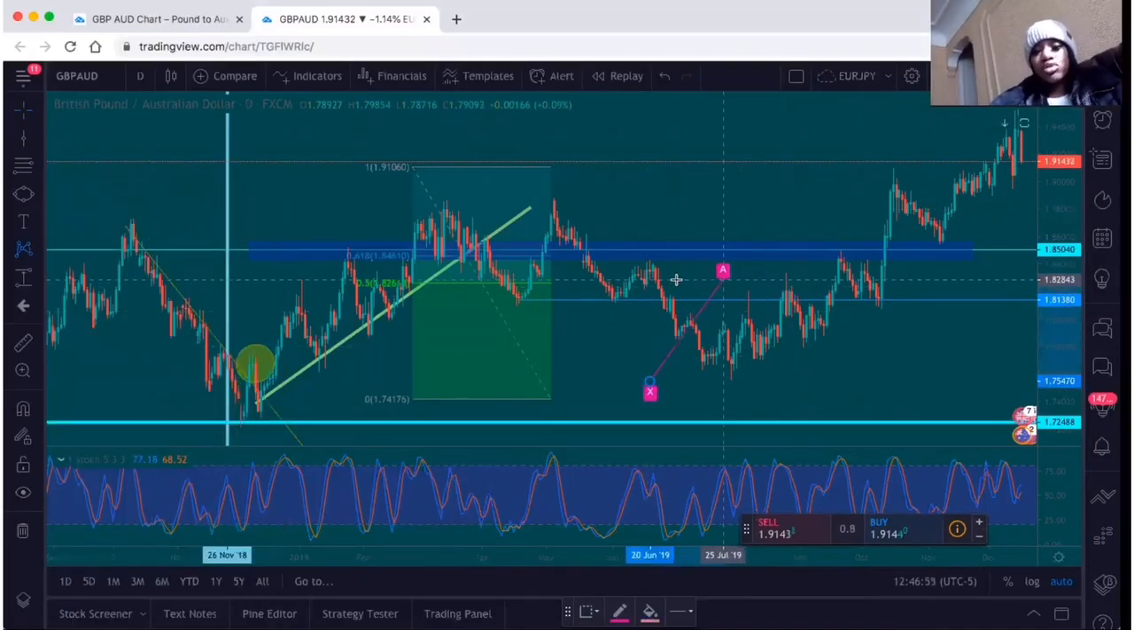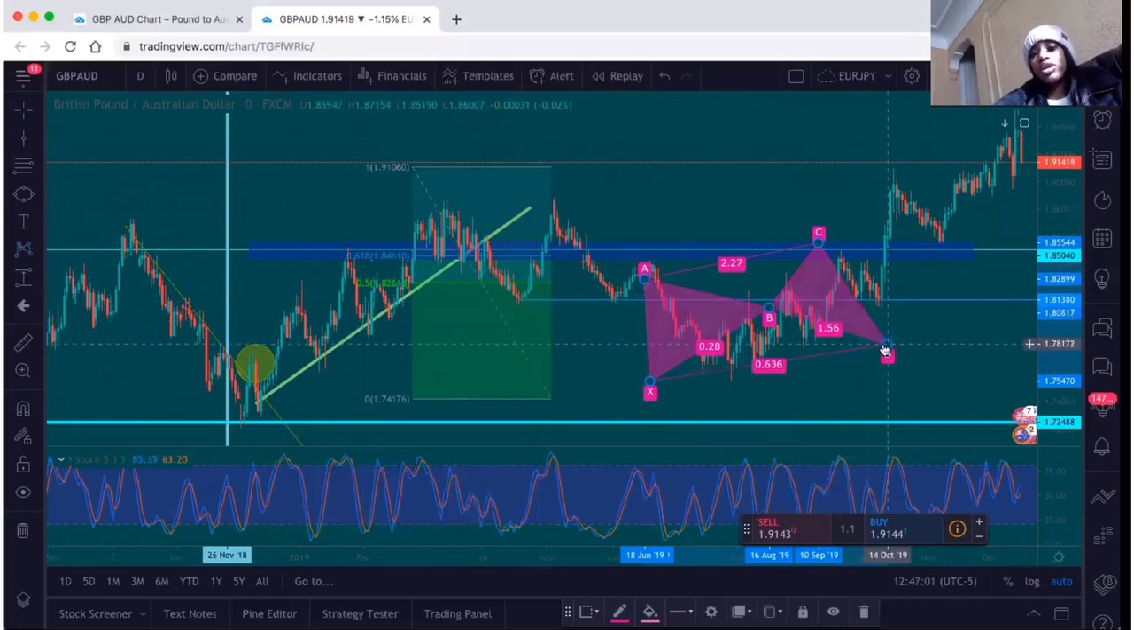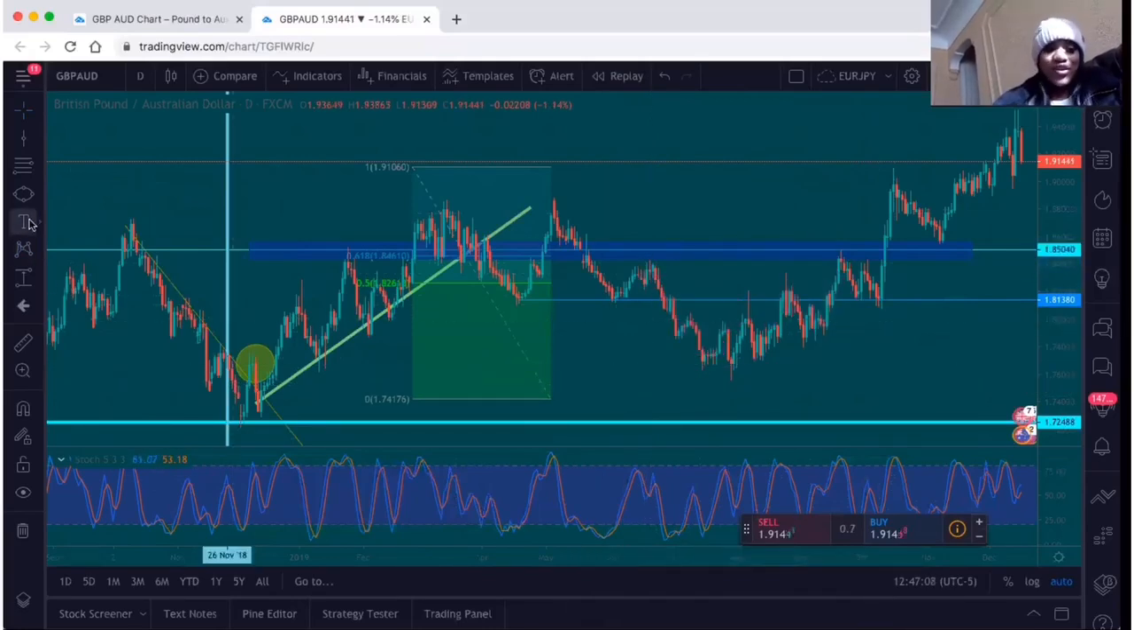But just to show y'all what this looks like, it's kind of like this, and then it kind of goes to like that. And we have those on the harmonic scanner. I don't know how to use them though. So yeah, don't ask me, because I don't know.